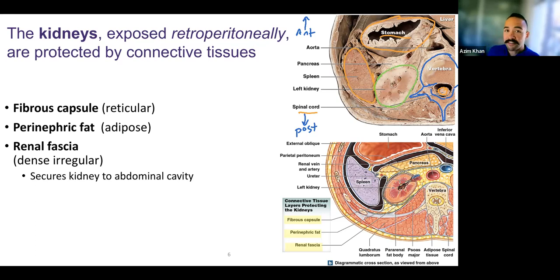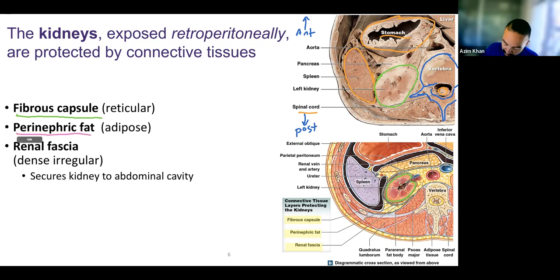There's not much protecting the kidney. It's very vulnerable. So we have to do something to protect it. We have immediately surrounding the kidney a fibrous capsule, and this capsule is made of reticular connective tissue. It provides a framework for all the cells that are in the kidney and the structures in the kidney. We'll talk about nephrons.